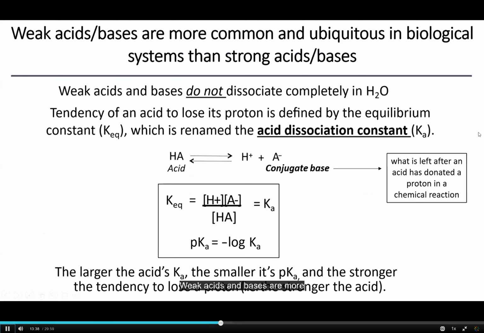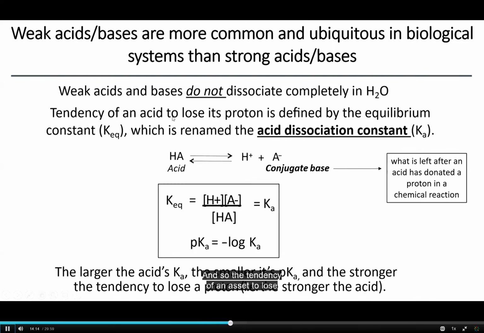Weak acids and bases are more common in biological systems than strong acids and bases. And these really take the form of amino acids. So all of the amino acids that make up our proteins are acids, but they're weak acids. And they do not completely ionize in water. And so we have to come up with a metric to measure the tendency or the probability that an acid is going to lose its proton when placed in an aqueous environment.